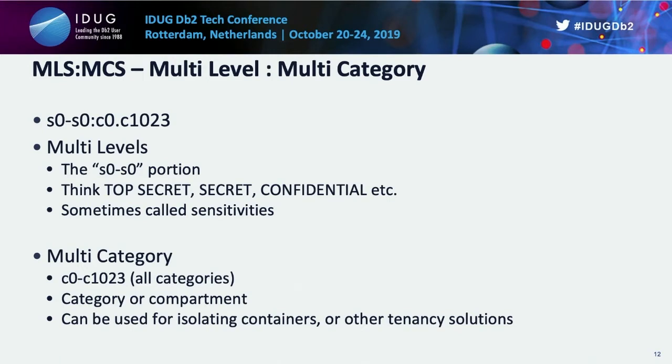The categories are used for containers. We're not going to really get into containers. This is more about strictly just an on-prem scenario. And this is the last we're going to talk about MLS and MCS. We could spend several hours just on this topic alone, and we don't want to do that. We want to get the whole overview. So just remember, you'll see these sensitivity and category levels as part of a label.